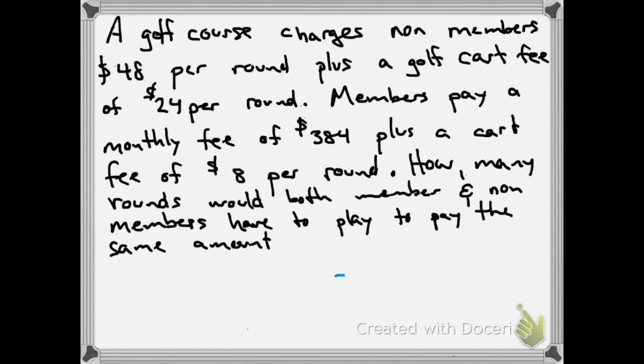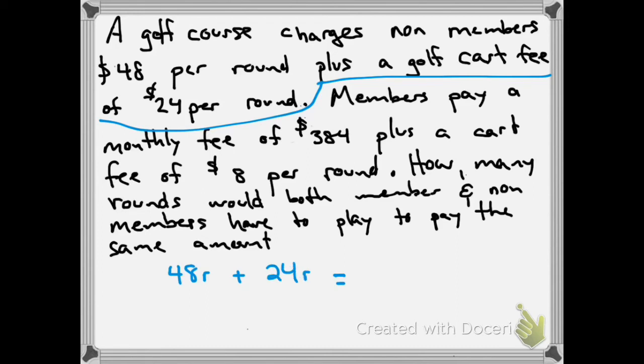So we want to see what it would be to make it equal. So let's just deal with the non-member things here, okay? So $48 per round. Well, we're trying to figure out how many rounds, plus the golf cart fee, which is $24 per round. Then we have our members, which is all in this sentence here. Members pay a flat fee of $384 a month, plus $8 per round.